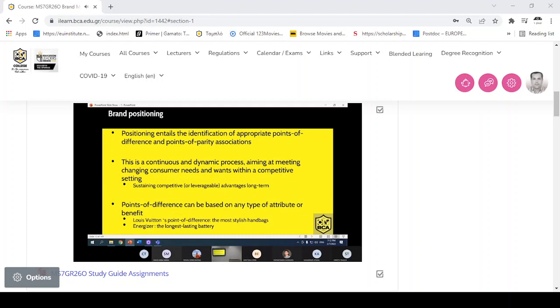Positioning entails the identification of appropriate points of parity and points of differentiation. Points of parity essentially constitute the fundamental threshold requirements for competing in a category. That is, for toothpaste that cleans your teeth. There's no toothpaste that doesn't clean your teeth. Otherwise, it wouldn't be toothpaste. So this is a very foundational criterion for buying the brand. It's called point of parity because it's in parity with everybody else in the category. What you're looking at is your point of differentiation.